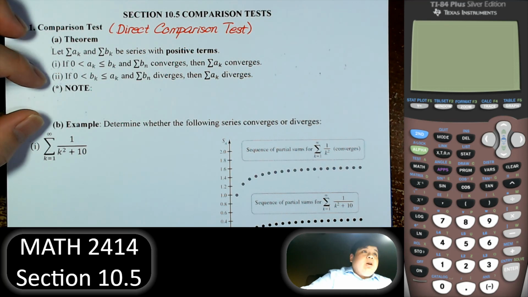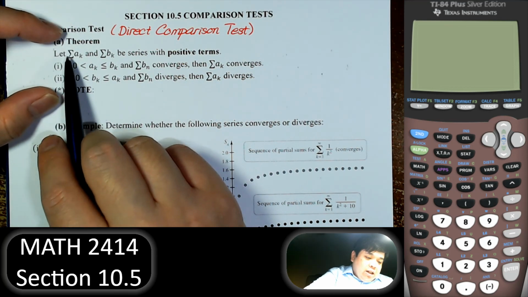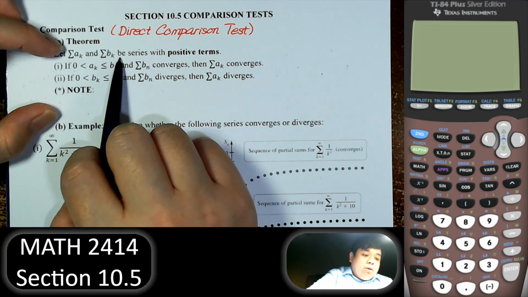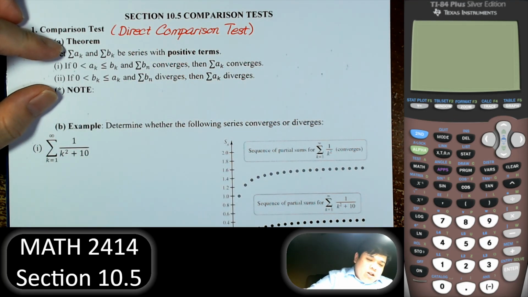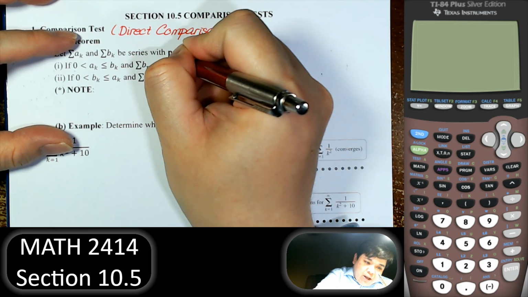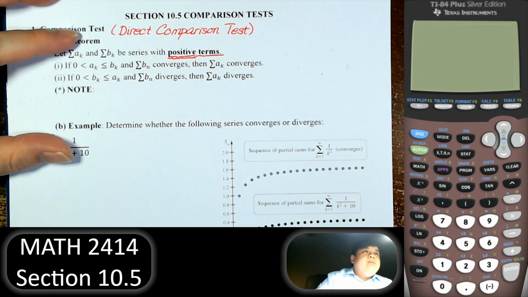Right, let's look over the theorem first. Let the series A sub k and B sub k be series with positive terms. So this is quite important. It only works if the terms are positive.